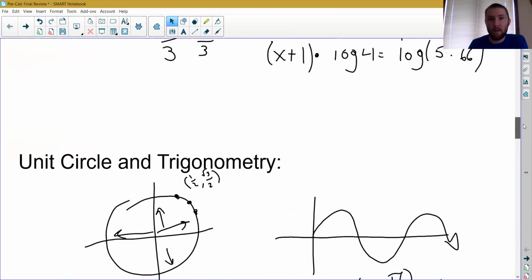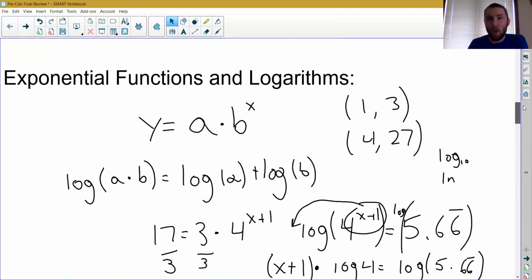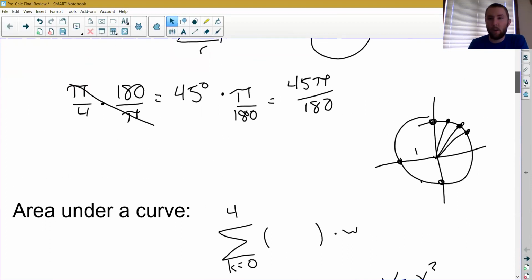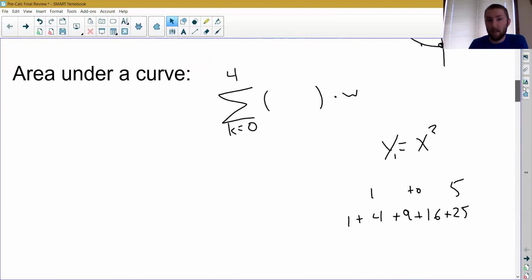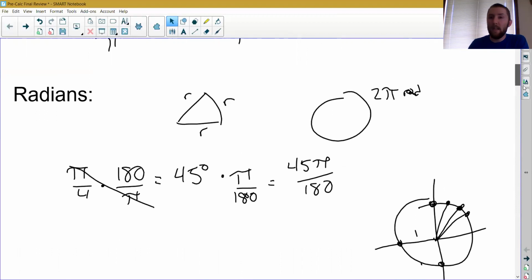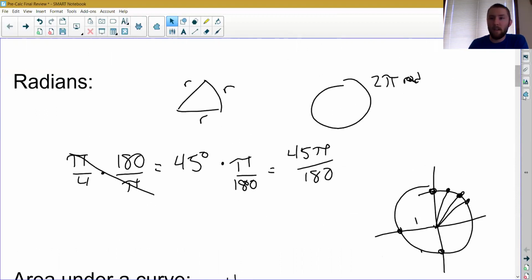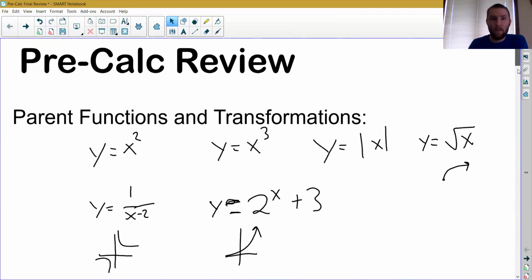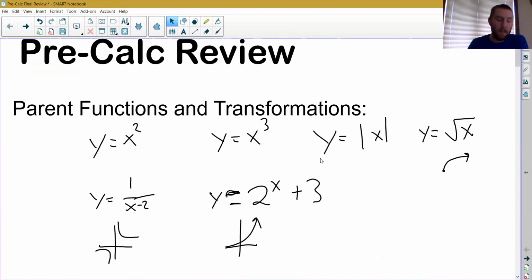So describing functions, stuff about limits, trig equations and formulas, chapters 4 and 6, graphing of sine and cosine and other things with trigonometry, exponentials and logs, area under a curve with our summation notation and our rectangles, trapezoids, radians as angles in the unit circle, and then we started, as I said, with parent functions and transformations.